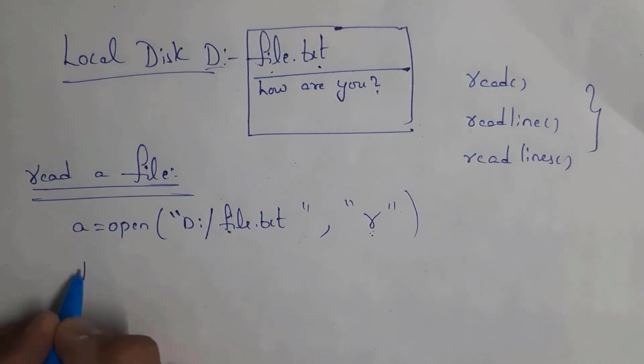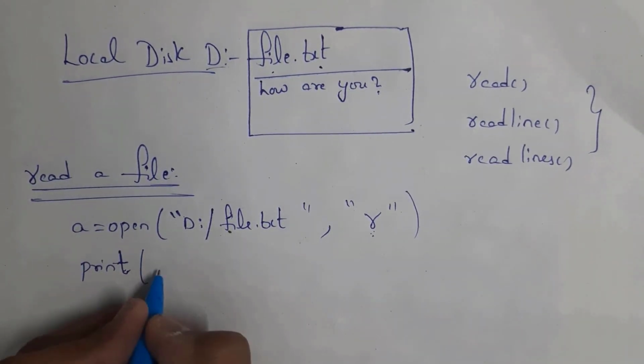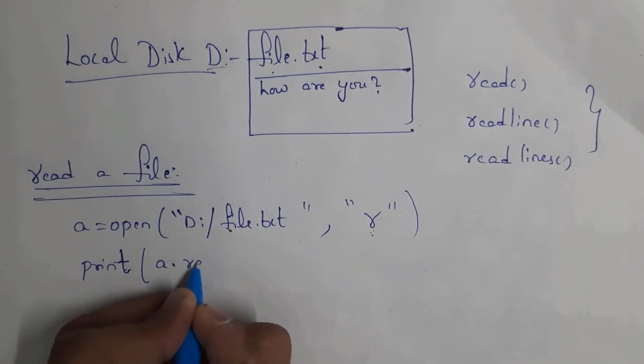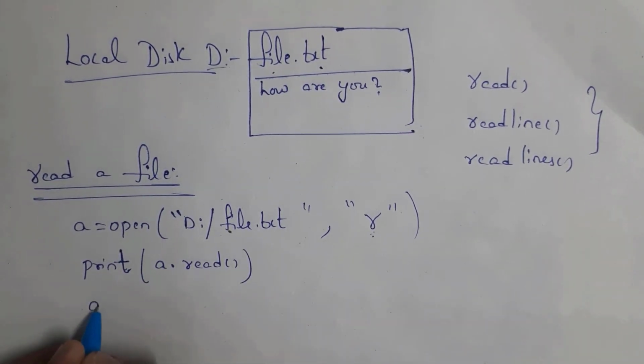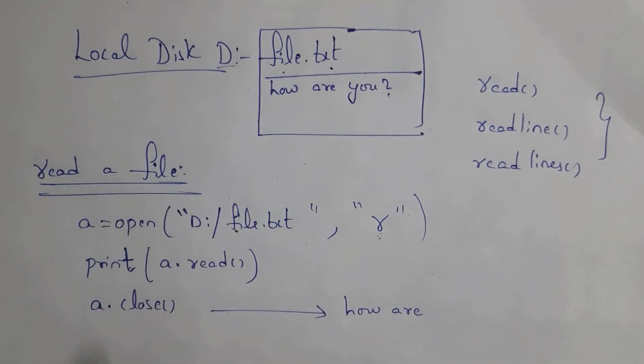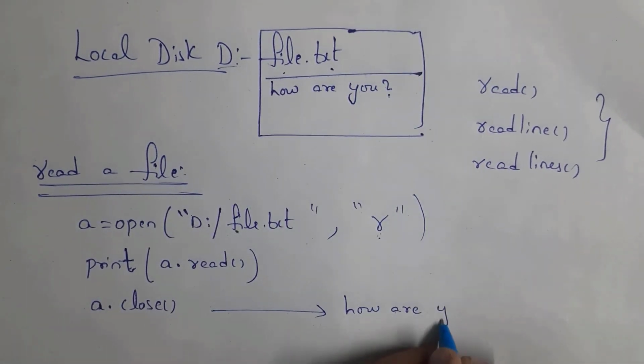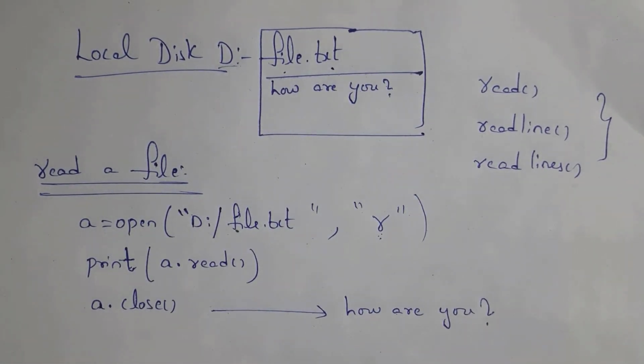Next write here print, because I want to print output. My file is present in object here, so just write here a.read. And at last we need to close our files. By using close method, we can close our file. Whenever you run this code, you will get output how are you, which is present in my file. So I will get output how are you. This is how we read a file.